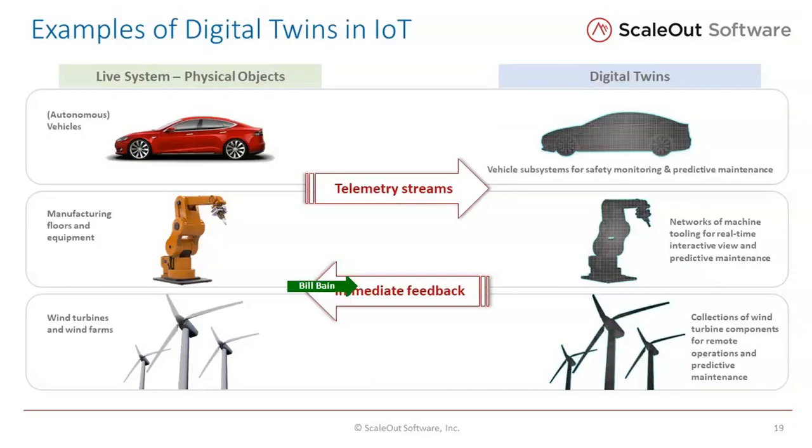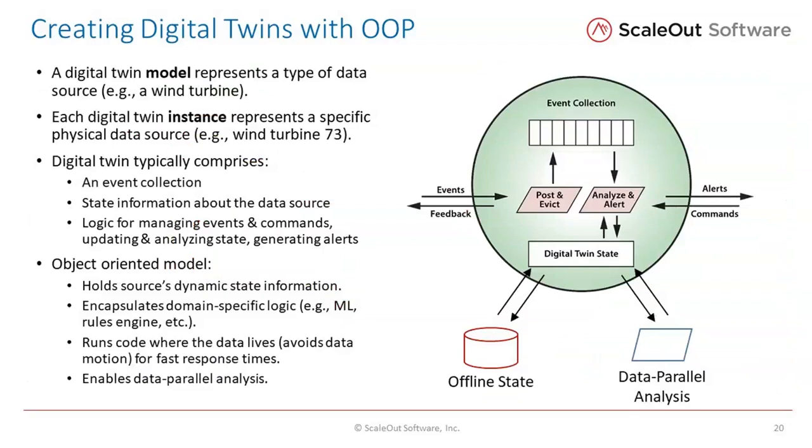So the next step is to look at what a digital twin model is in the concept we're talking about here. It's an object-oriented view of the state of a data source and the code which analyzes events and performs data parallel analysis. So there's a model, which is an object-oriented type, and it corresponds, for example, to a wind turbine. One would define a model for a wind turbine, or for a valve, or for a controller or a generator, and then one would create an instance of this model for each physical data source that we want to receive telemetry from or command.